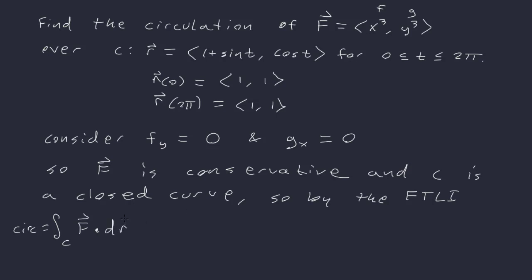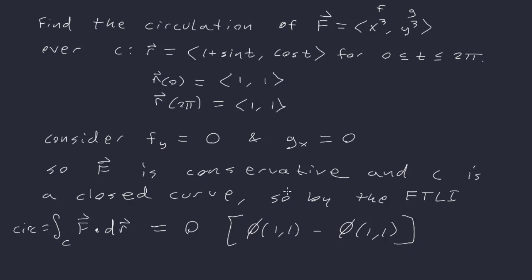F over C, or the line integral over C of F dot dr, is going to be phi. Well, actually, forget that. It's going to be 0, right? Because it's going to be phi of 1, 1 minus phi of 1, 1. So we don't even need to calculate what phi is. We know it exists because F is conservative. We know C is a closed curve. Therefore, the line integral has got to be 0.